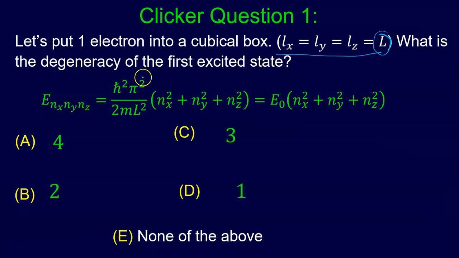What is the degeneracy of the first excited state? Basically, how many different first excited states do we have? Think about this, and we'll talk about it. Okay, so hopefully you got 3 for the degeneracy of the excited state.